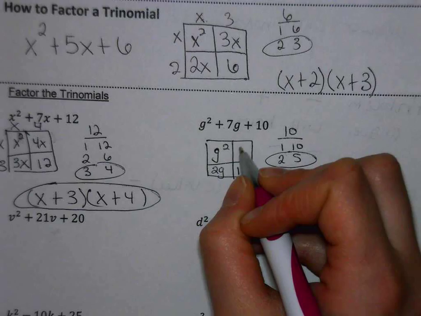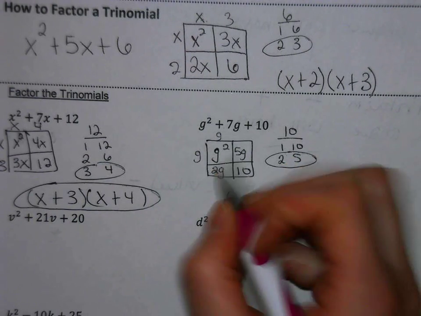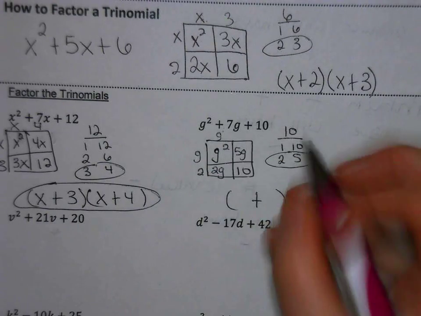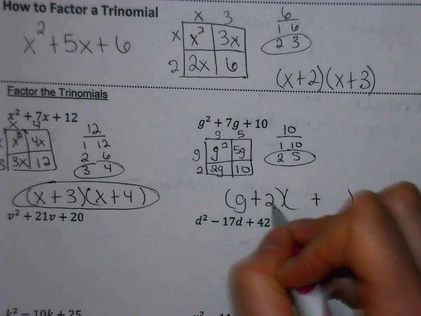So to get g squared, we have g times g. 2g would be 2 times g. 5 times g, 5g. So we're left with g plus 2 and g plus 5. And there's our answer.